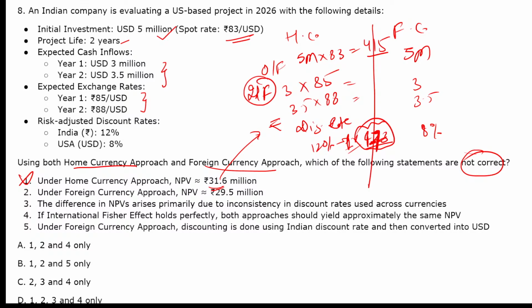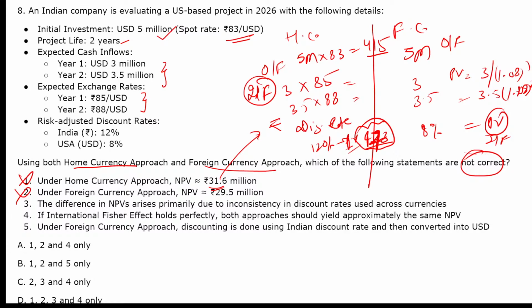Let's calculate it. For the first year, the present value will be 3 divided by 1.08, right? Present value will be how much? 3 divided by 1.08 power 1, 3.5 divided by 1.08 power 2, and you will get your present values. That will be your inflow, and this is your outflow. So 5 minus the inflow will not be equal to 29.5. So this is also incorrect.